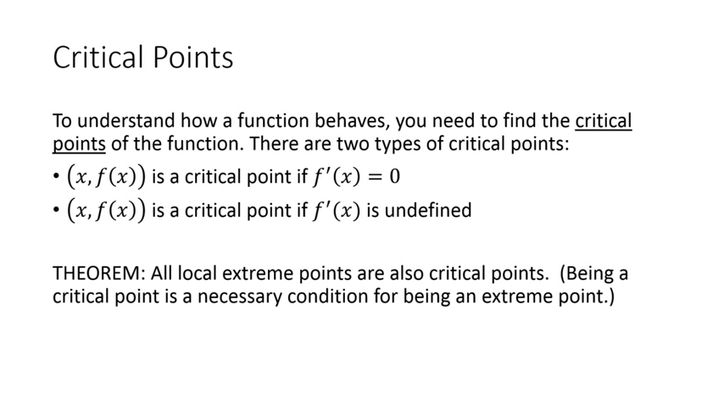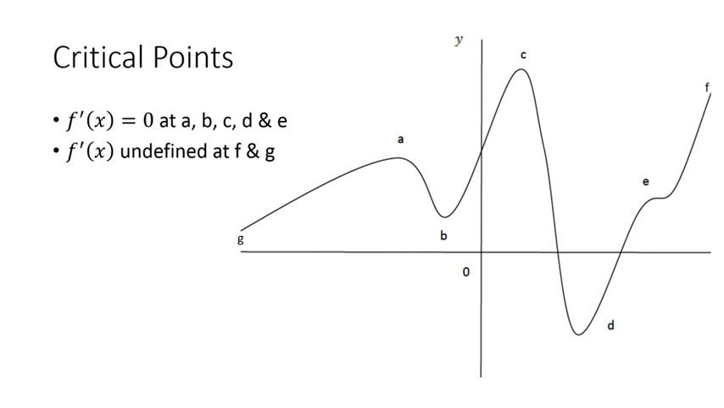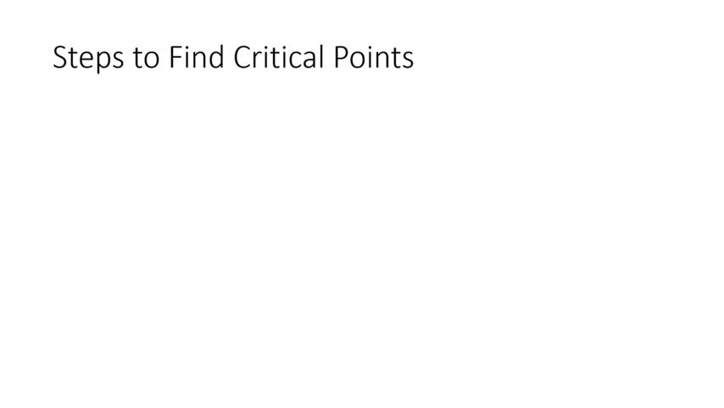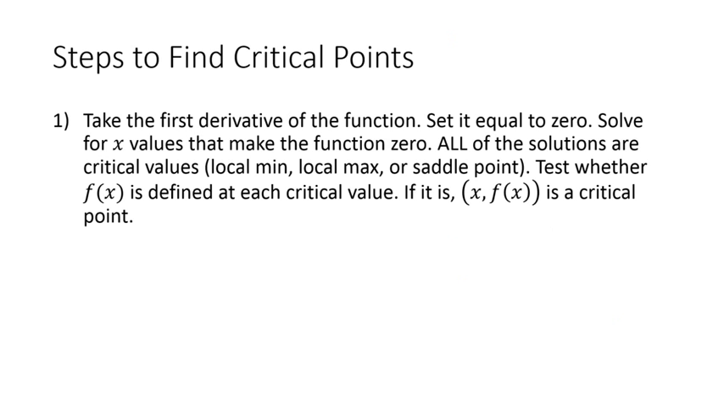So now if we go back and look at the example that we just saw, the critical points A, B, C, D, and E are critical points because their derivative is equal to 0, while points F and G are critical points because the derivative is undefined at the endpoints. So just like there are two types of critical points, there are two things you need to do if you're going to try to find all of the critical points for a function.